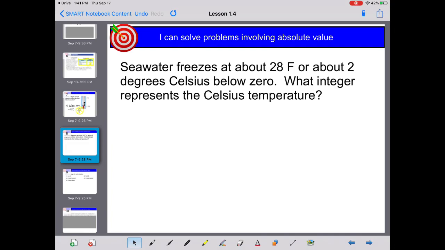Seawater freezes at about 28 degrees Fahrenheit or 2 degrees Celsius below 0. What integer represents the Celsius temperature? Take a minute and write this one in your notes. All right, hopefully from the last slide, you know that 2 degrees below 0 would look like this. There will be a question very similar to that on your upcoming quiz, so make sure that makes sense to you.